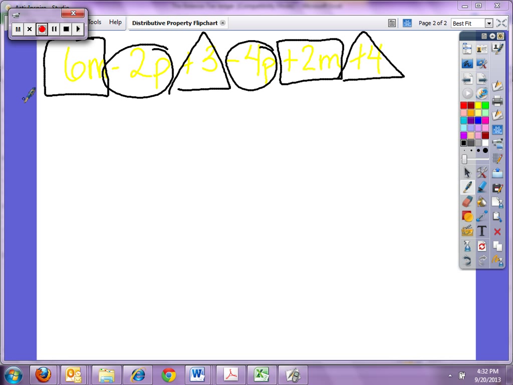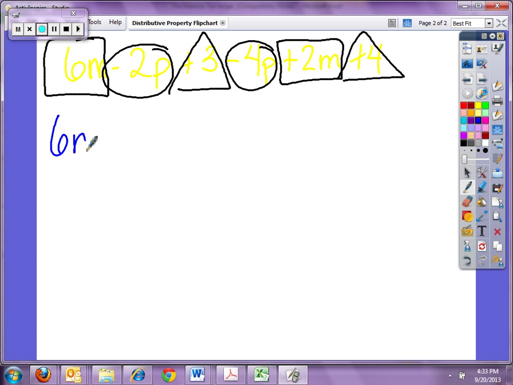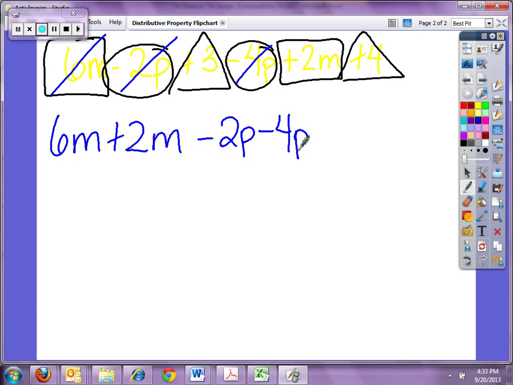Okay, so I have 6m minus 2p plus 3 minus 4p plus 3m plus 4. I've already put my shapes together. So now I need to bring the numbers down that go with the shapes. So I have 6m, and then I have a positive 3m. Then I have negative 2p, because I always use the sign that's in front, minus 4p, or negative 4p. Then I have plus 3, plus 4.